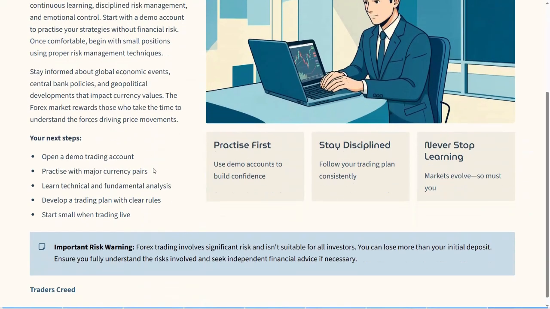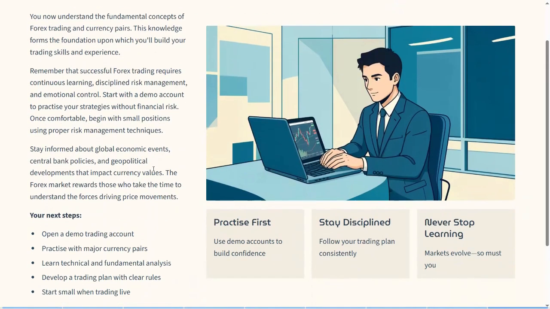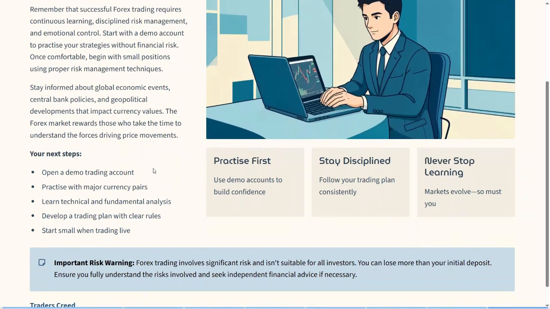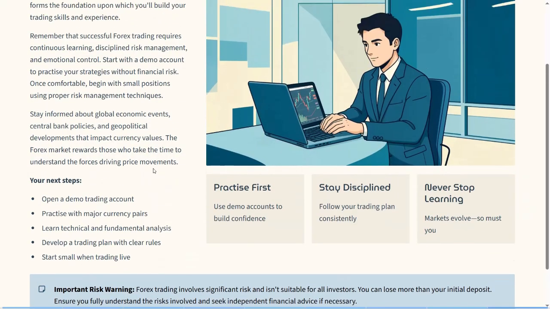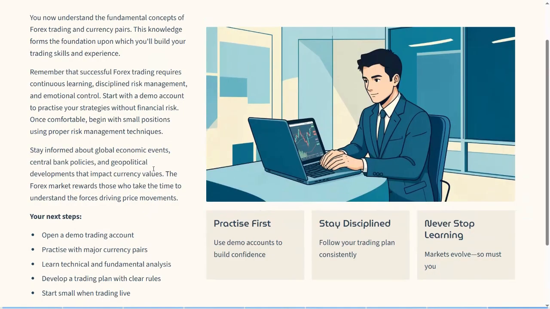So I'm sure with this, you now have a better understanding of what Forex is, the different people that trade the Forex market, why we trade the Forex market, and what a currency pair is. So these concepts will not be foreign to you anymore.